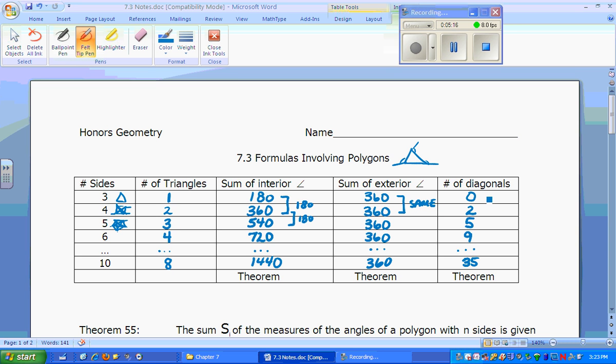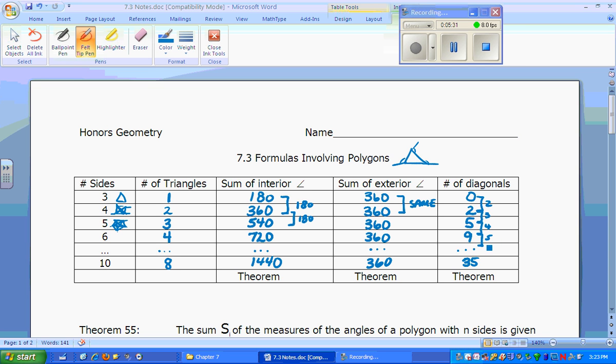Here, what do you notice? All right, 0 diagonals, so this goes to 2. Here, what's the difference? 3. So 2 and 3 make 5. Here, the next difference has to be 4. 5 and 4 make 9, and so on.